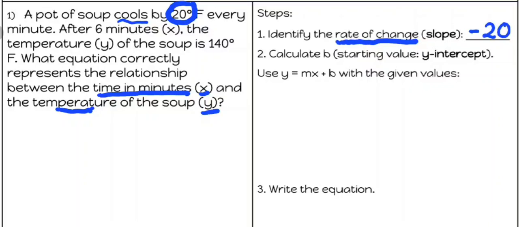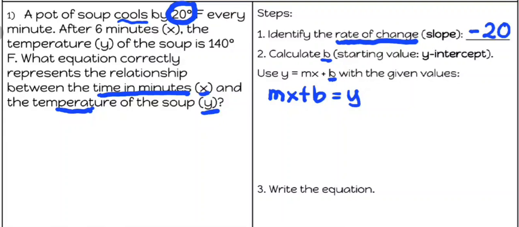Step 2, calculate b. B here is our starting value. What is the starting temperature of the soup? So how are we going to calculate b? We're going to use y equals mx plus b with the given values. And because we're solving for b, we can rewrite this equation. We will put the b on the left so it will be easier for us to solve. So mx plus b equals y.